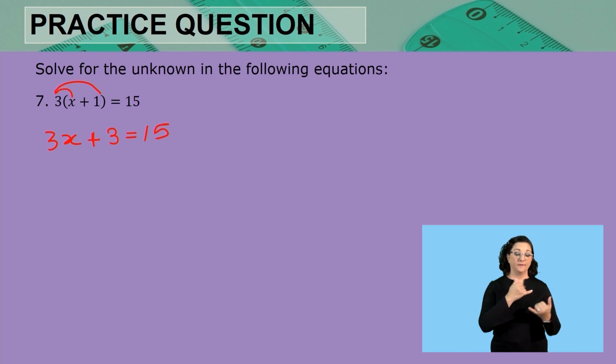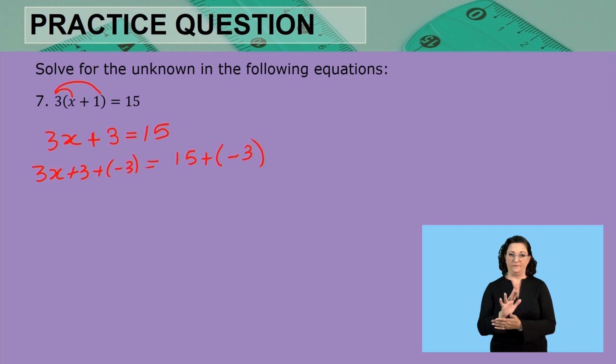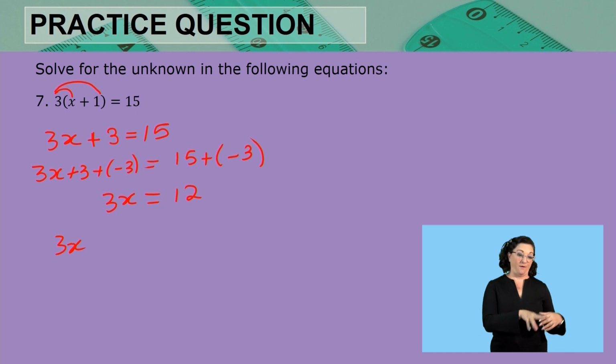Now we have a normal equation that we are used to without the brackets. So then that is going to be us using the additive inverse of 3, which is a negative 3. And we are going to add this negative 3 to both sides. And we are going to be left with 3x is equal to, that's 15, plus a negative 3, that will leave me with 12. Then we are going to apply the multiplicative inverse of 3, that is 1/3.